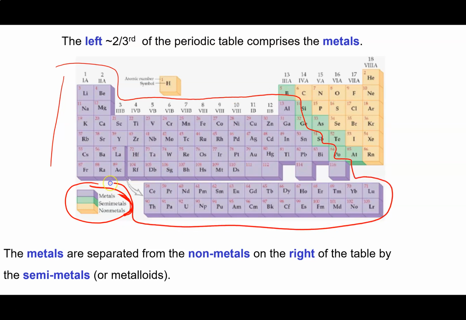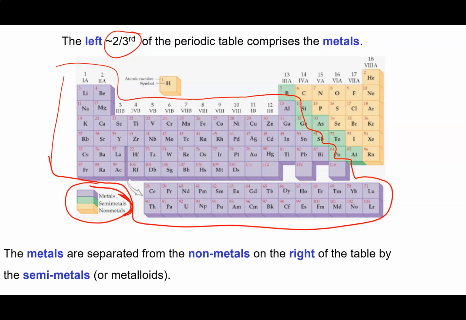And in the little block that's underneath the periodic table, and I'm not going to add them all up now, but about 2/3 of the elements, just eyeballing it, are metals, right? So most of the elements on the periodic table are metals, and the metals are all on the left of the periodic table.